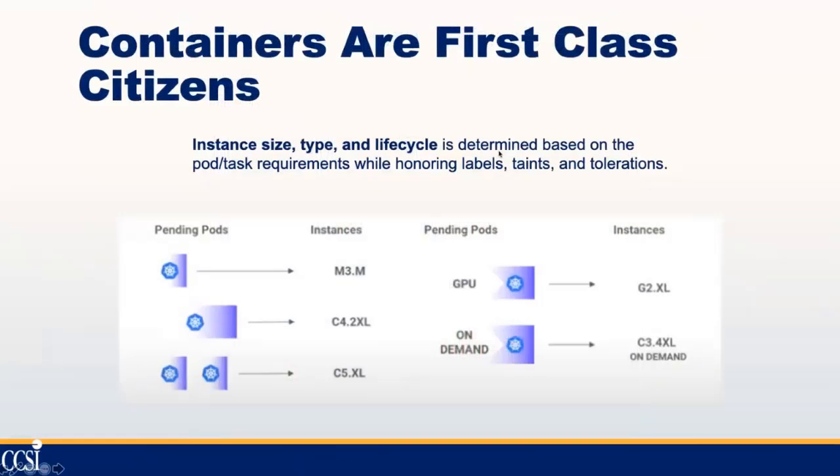And the way to do that is to treat all containers as first-class citizens, whether they're defining instance size, type, or lifecycle. It's determined based on the task requirements. And of course, you have to honor all the labels and everything else. So if somebody says, I need 1 container and one pod, and it will fit in an M3 medium, spin up an M3 medium.